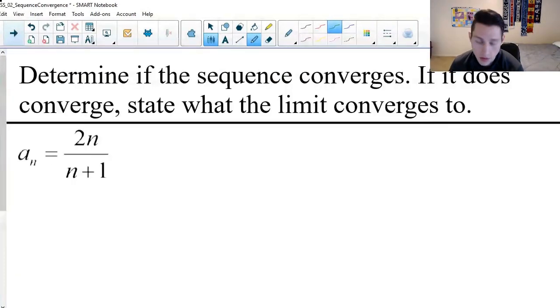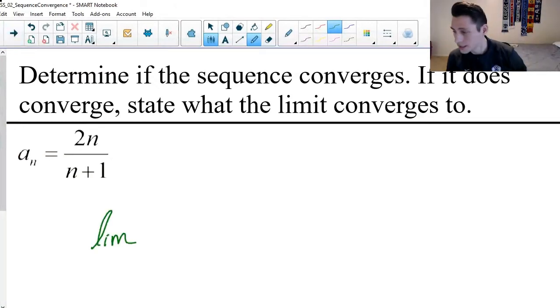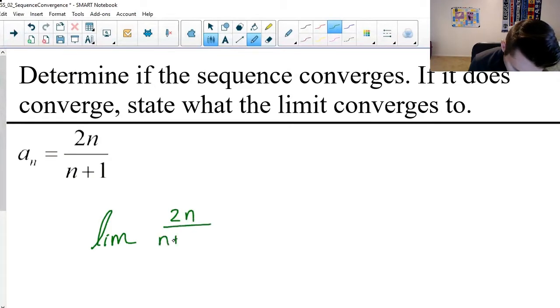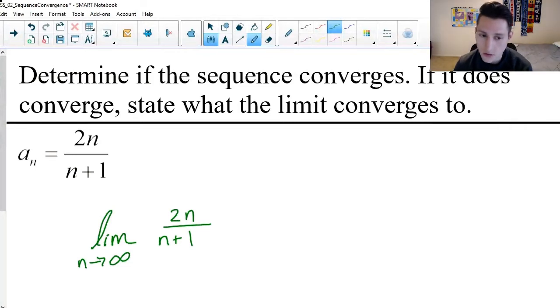So determine if the sequence converges. If it does converge, state what the limit converges to. All right, so we're just doing limits. You guys were all emailing me saying, Mr. Bunnis, we miss limits, and it's even worse now that we can't go to school, so can we do more limits again? I'm like, yeah, for sure. Let's do them. So the limit as n goes to infinity.